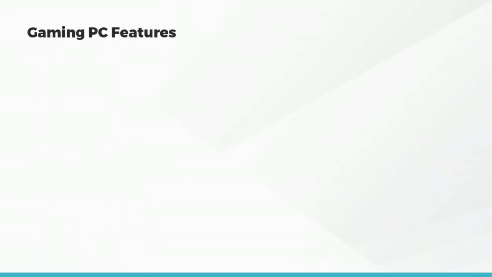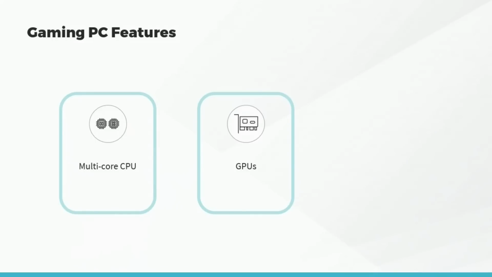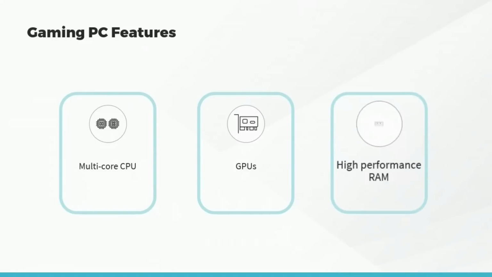So then, due to those performance requirements, most gaming systems will be custom assembled by the owners with particular attention paid to having a multi-core processor, a very high-end video card and graphics processing unit, and a significant amount of high-performance RAM, with the GPU being the primary point of focus in almost all cases.